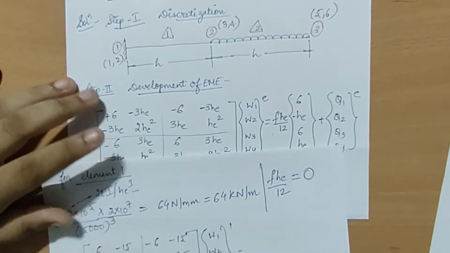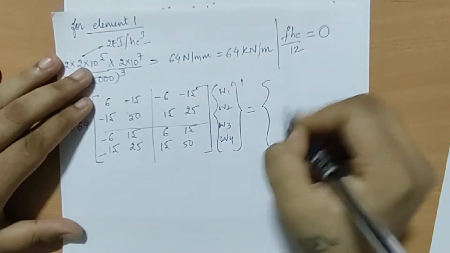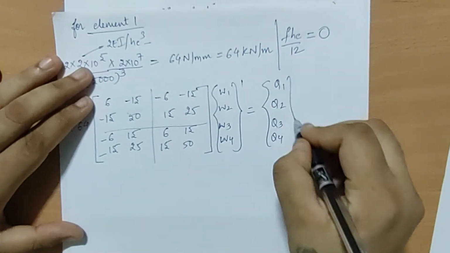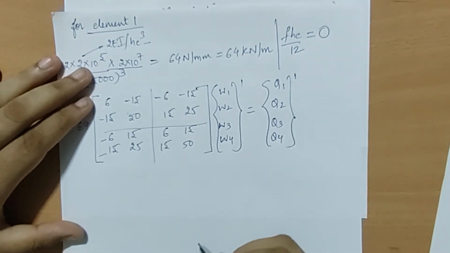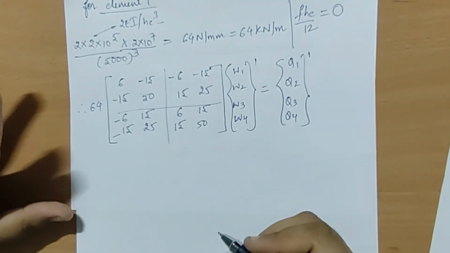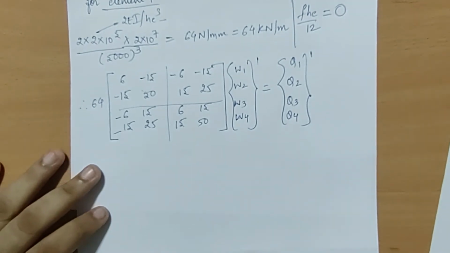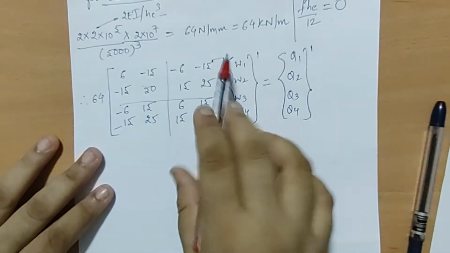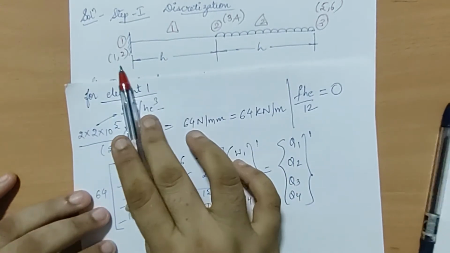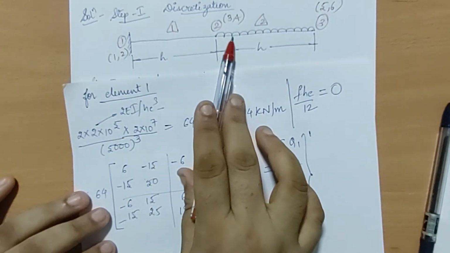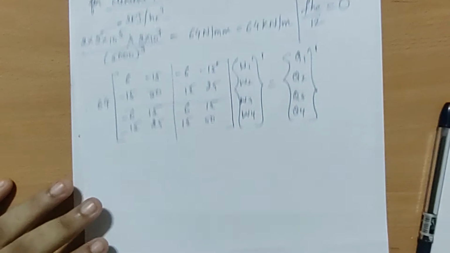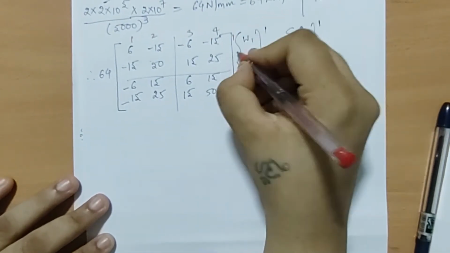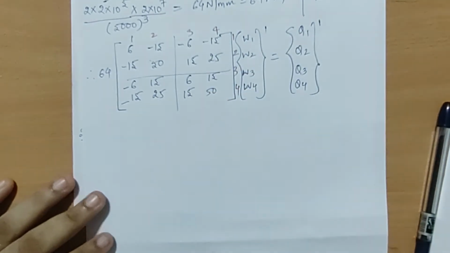So I will be writing the last term over here, that is Q1, Q2, Q3, Q4 raised to 1. Now I am not going to multiply the 64 inside. I will tell you why when I form the GME. Right now we leave it to this, and I am going to only mark the degree of freedom over here. The first element has 1, 2, 3, 4 as a degree of freedom, because it is between node 1 and 2. So here I will write down 1, 2, 3, 4, 1, 2, 3, 4.